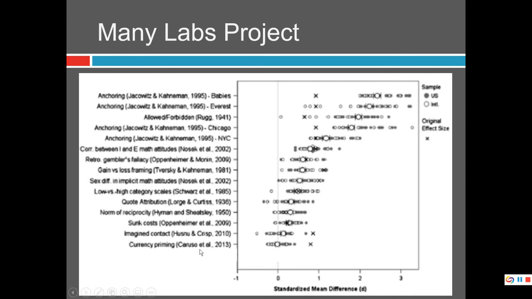So maybe currency priming, maybe that effect is not real. That's what this would seem to indicate, that all these different dots are different labs that replicated this, and they're all kind of clustering around 0. So we may have some skepticism about whether currency priming actually is anything, right? Even though the original effect, this X, was close to a pretty big effect size of 1 here, all the replications are showing that it's not.